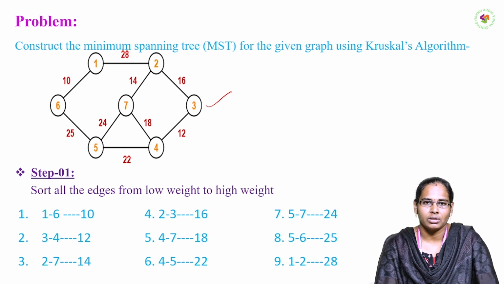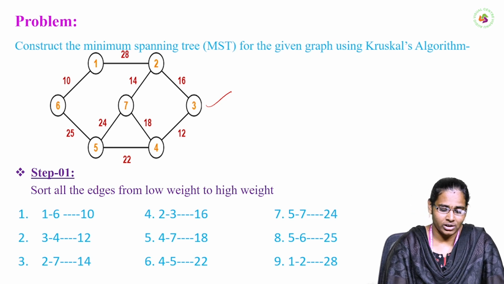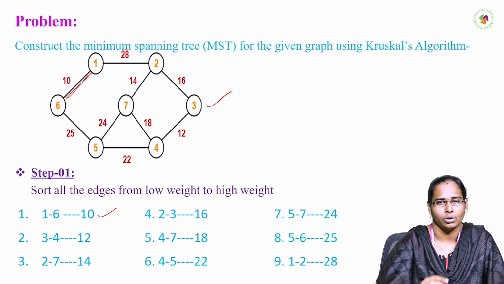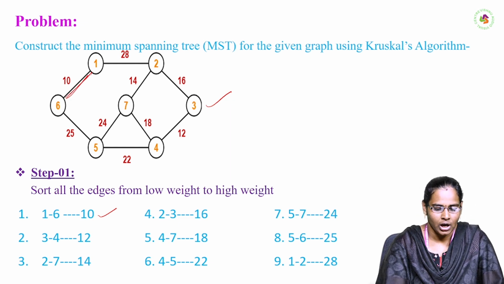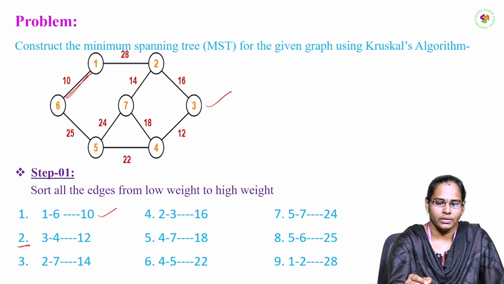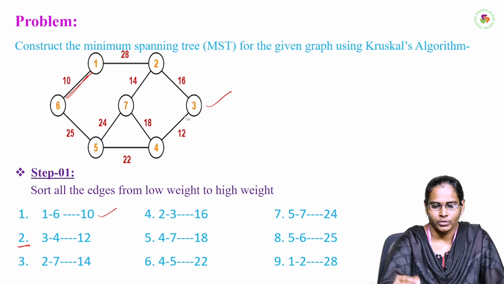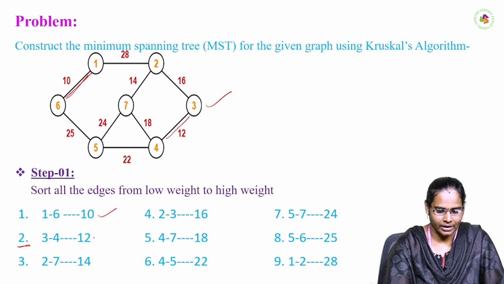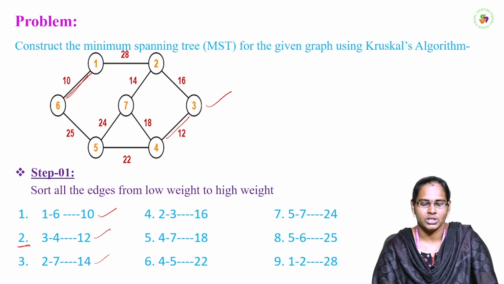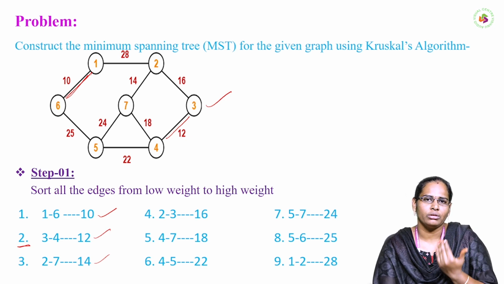So what is the solution for this question? The first step is to arrange all the edge weights from low weight to high weight. I have already arranged them here: the first edge with cost 10 is edge 1 to 6. Then the second one is 3 to 4 with cost 12. Like this, already arranged from minimum weight to higher weight. Step 1 completed. Now we move to step 2.